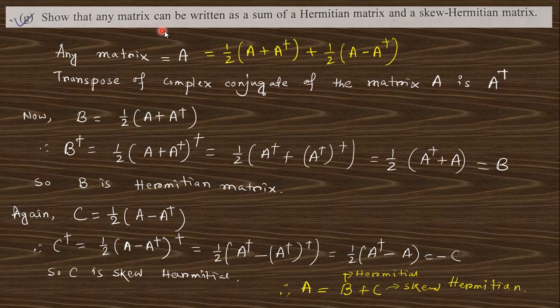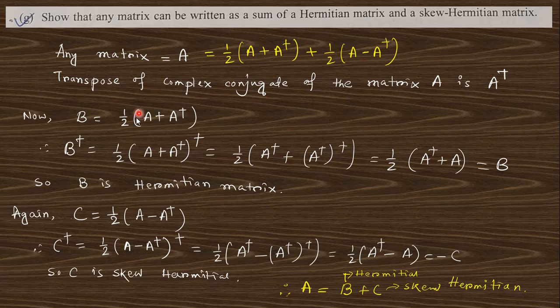Show that any matrix can be written as a sum of a Hermitian matrix and a skew Hermitian matrix. So A is any matrix. This can be written as that. Very simple. This half A will be A, and the minus part will be 0. Now we need to prove that this will be Hermitian, and this will be skew Hermitian.